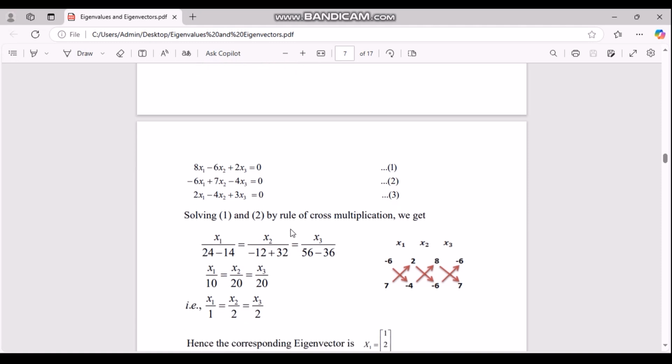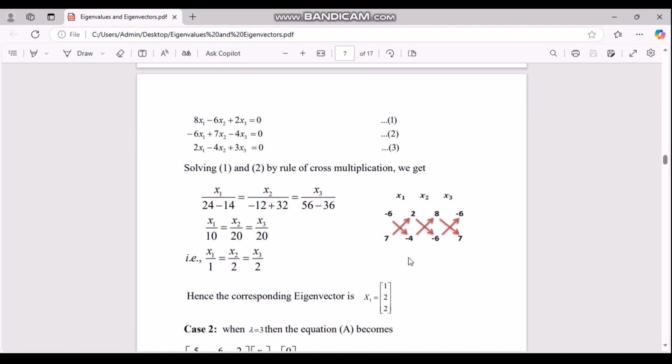In order to find the solution, instead of solving three equations in three unknowns, we consider only two equations and apply the cross rule method. When we select the two equations, we should note that they should be distinct. Here the first two equations are distinct, so I can go with the first two equations. So how to use the cross rule method?